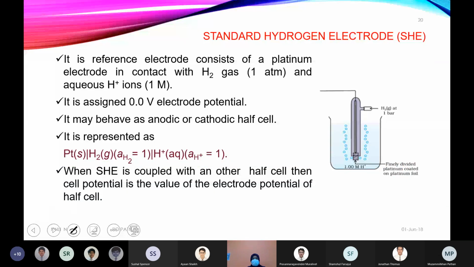So the last point says: when SHE, the standard hydrogen electrode, is coupled with another half cell, then the cell potential is the value of the electrode potential of the half cell that you have taken. Is that clear? Because this is what is important in the measurement of electrode potential. Clear?